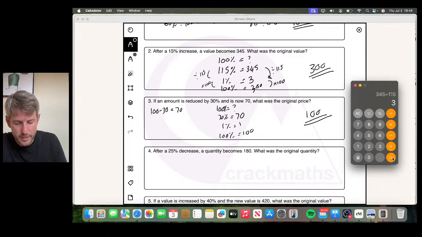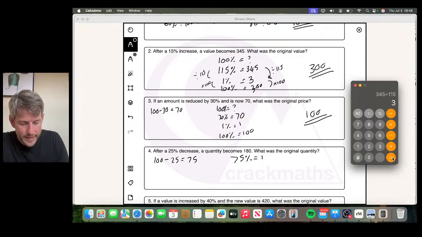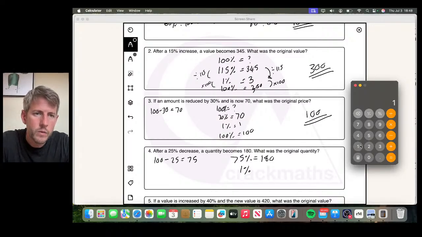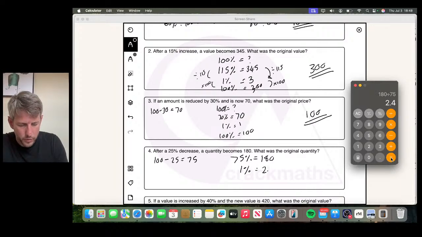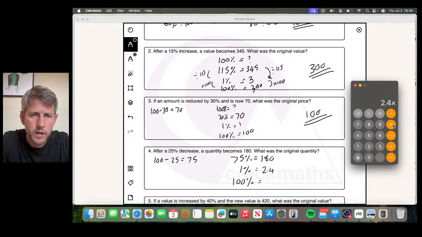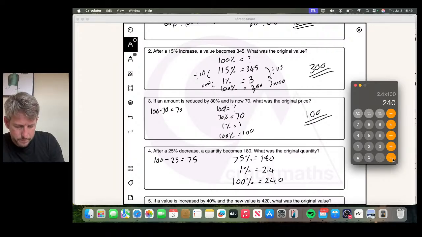After a 25% decrease, a quantity becomes 180. So 100 minus 25 equals 75. So we know that 75% equals 180. So if we divide this by 75 to find 1%, so 180 divided by 75, so that equals 1% is 2.4. Times it by 100 to get 100%, times by 100 equals 240. So there we go. And here we go.